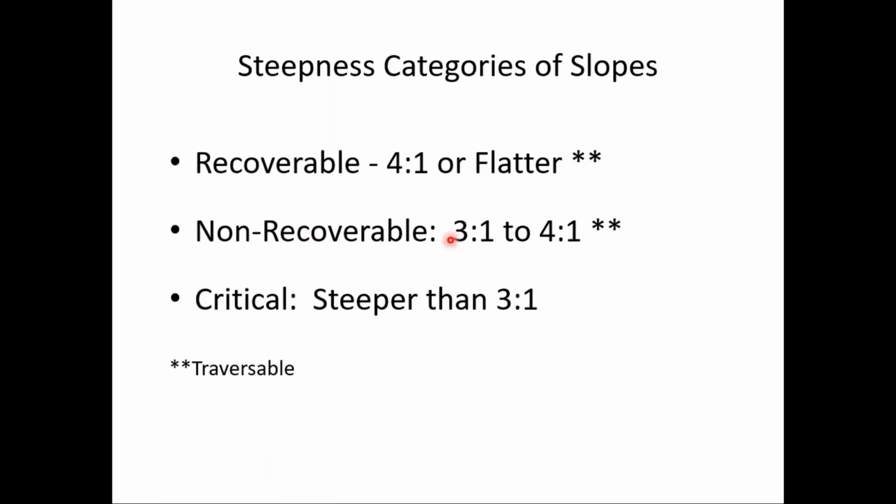Now, the non-recoverable, you can see, is a steeper slope. And basically what this means is that even if the driver braked or steered, they could not get back on the roadway or they could not stop the vehicle. The vehicle would roll to the bottom of the slope. But it is traversable, meaning the vehicle would remain upright and would not overturn. And then the critical slopes are those steeper than 3 to 1, where the vehicle would overturn on that slope. And typically these slopes would probably, depending on the height and so forth, have guardrail at the top of the slope because they are critical slopes.